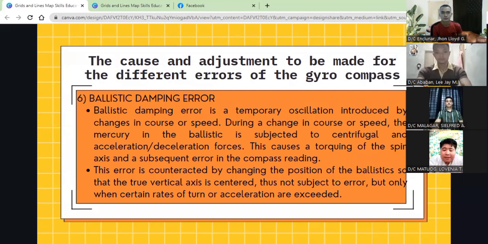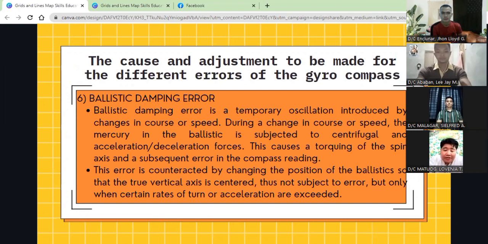Lastly, ballistic damping error. Ballistic damping error is a temporary oscillation introduced by changes in course or speed. During a change in course or speed, the mercury in the ballistic is subjected to centrifugal and acceleration-deceleration forces. This causes a torquing of the spin axis, resulting in an error in the compass reading.